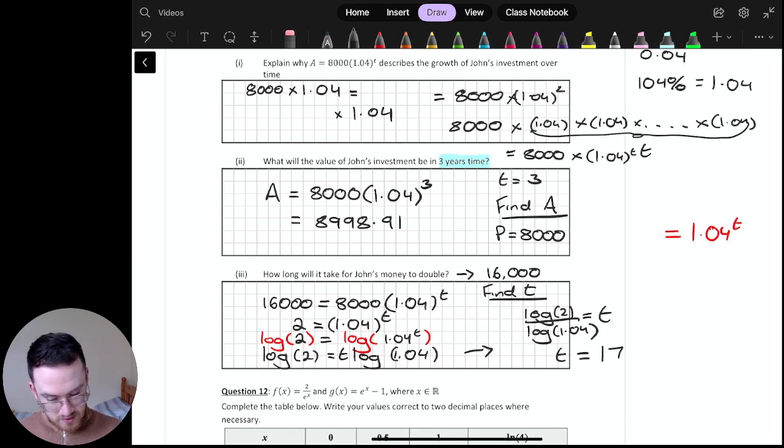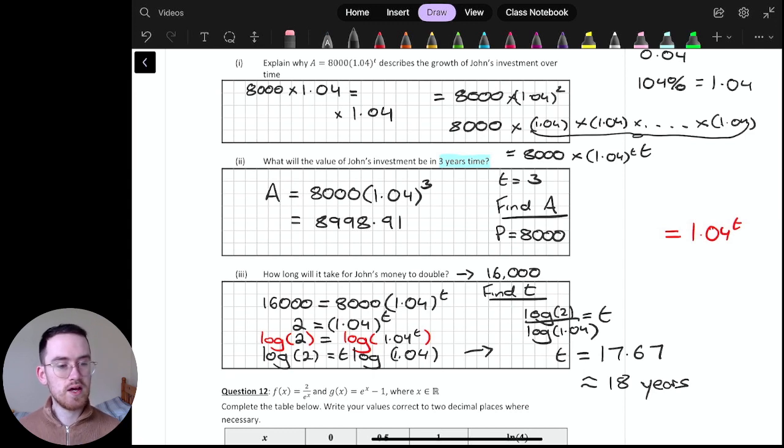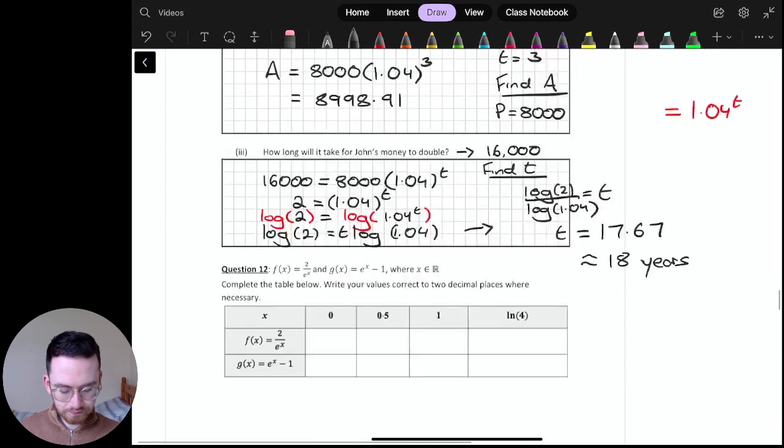and I get an answer of 17.67, which we would round up to about 18 years, because remembering that T is the time in years, we'd probably round it up to the closest one there, because 17 years won't be far enough, so we'll round up then to 18 years. Okay, so we see in that one, that same idea, find the initial one, find the value after a certain amount of time, and that kind of idea.